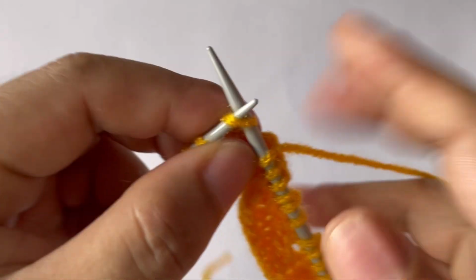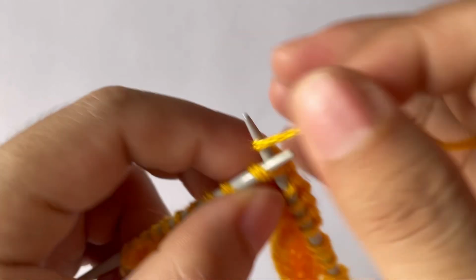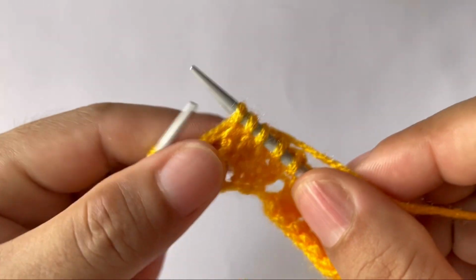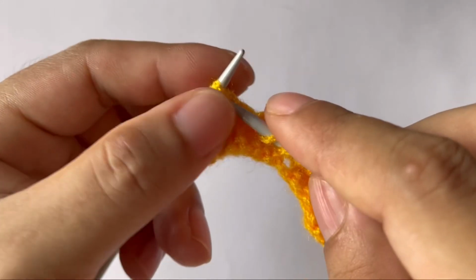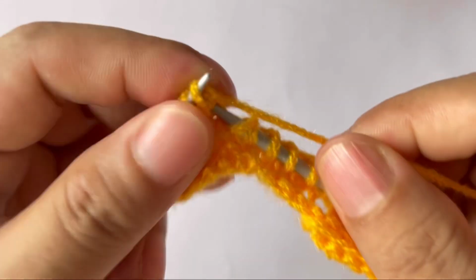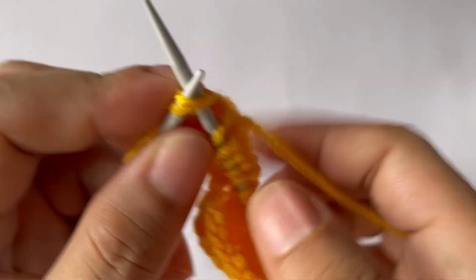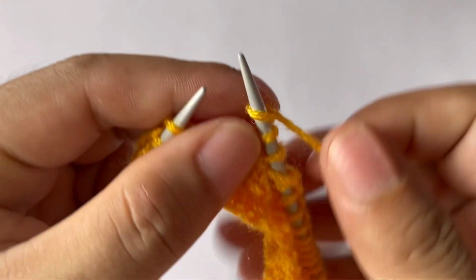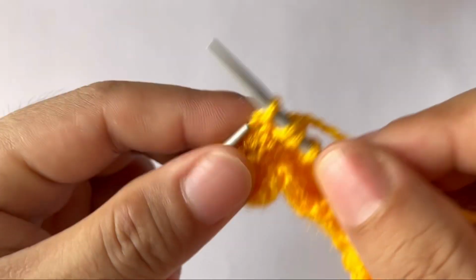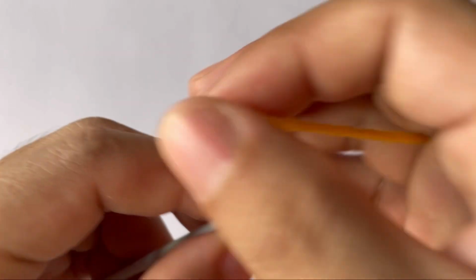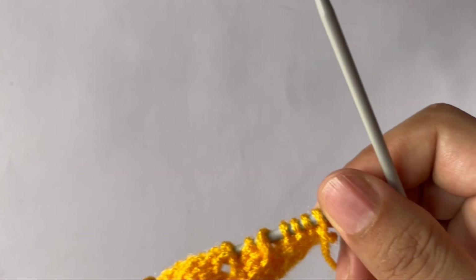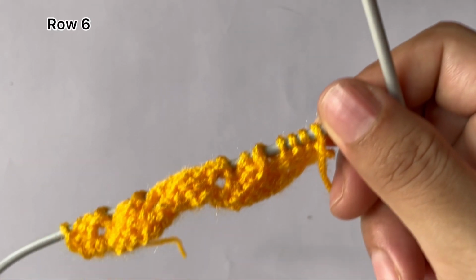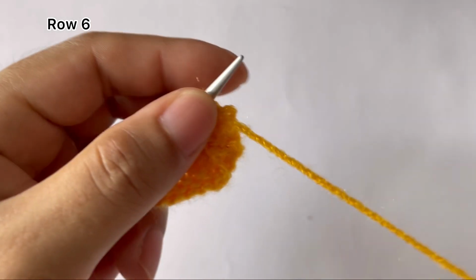Repeat that again. Knit 3, yarn over, SSK, knit 2 together, yarn over, knit 3, edge stitch, knit on the right side. Row 6: purl all stitches.